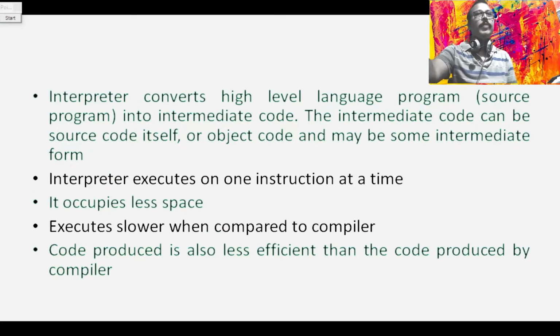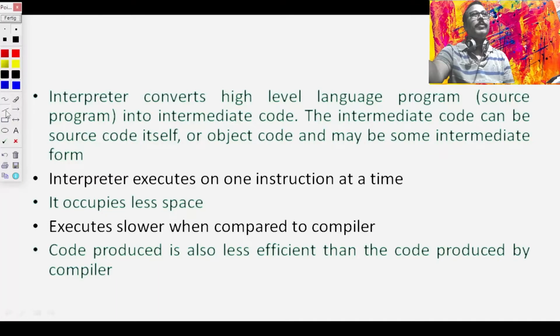An interpreter is one which converts high-level language programming into some intermediate code. Again, it is a little confusing, but intermediate code can be in high-level language itself, or some intermediate form, or it can be machine code form. But it tries to convert into some intermediate code if it exists.